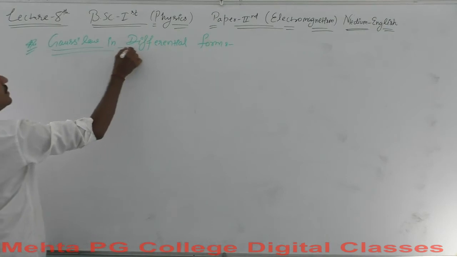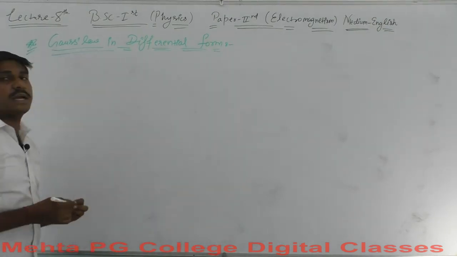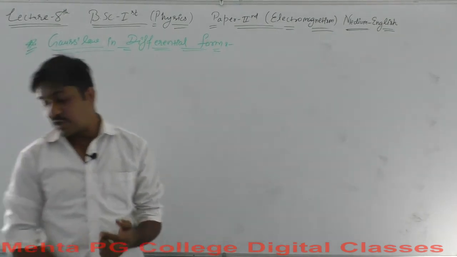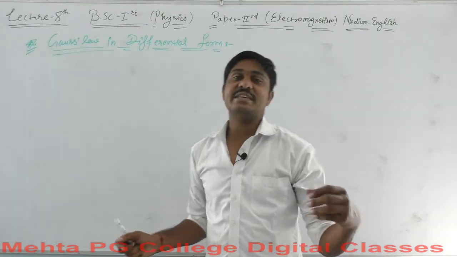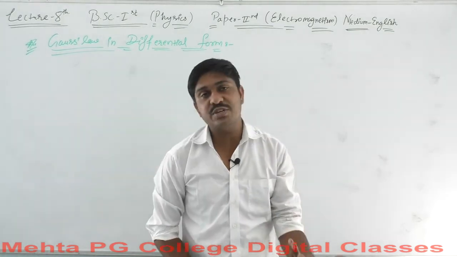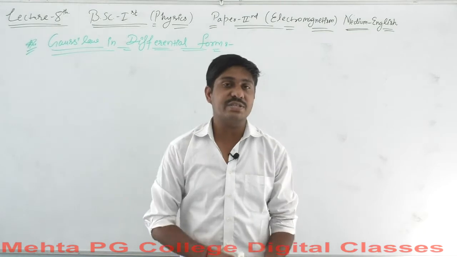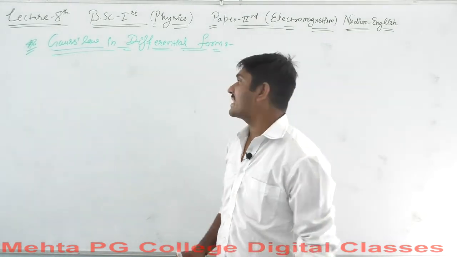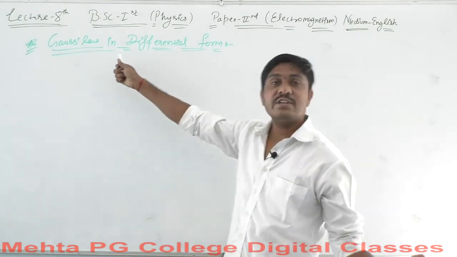Okay, so what is Gauss's law and why do we need its differential form? You remember Gauss's law, which says the flux emerging out or entering in. I am repeating this definition again and again, but what is the necessity? We need the differential form for Gauss's law.